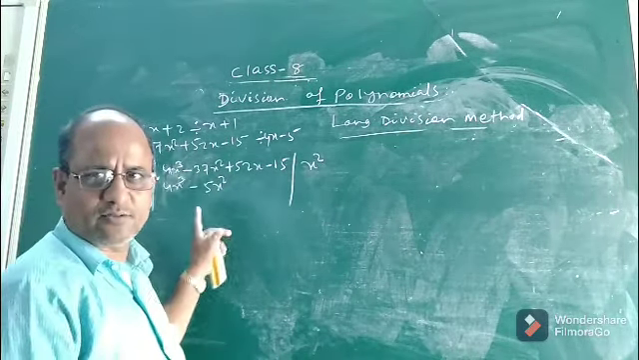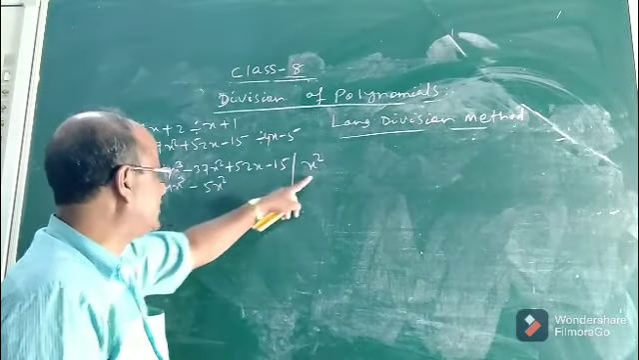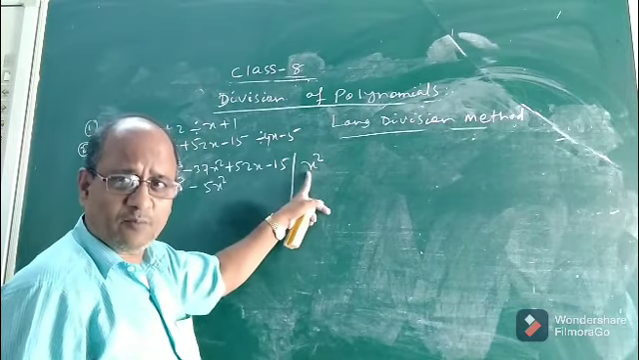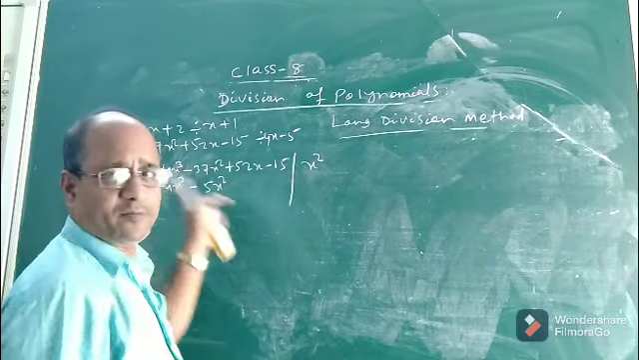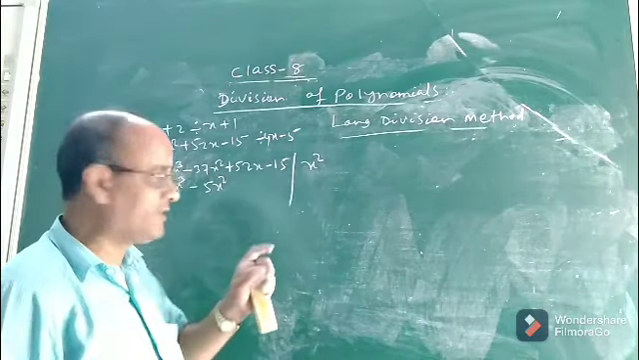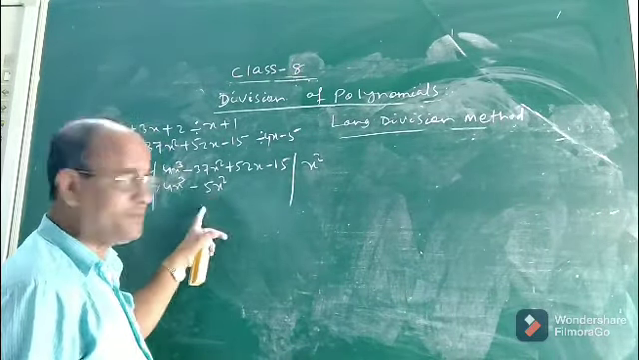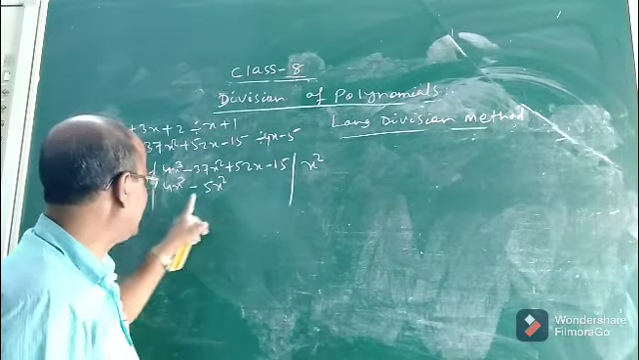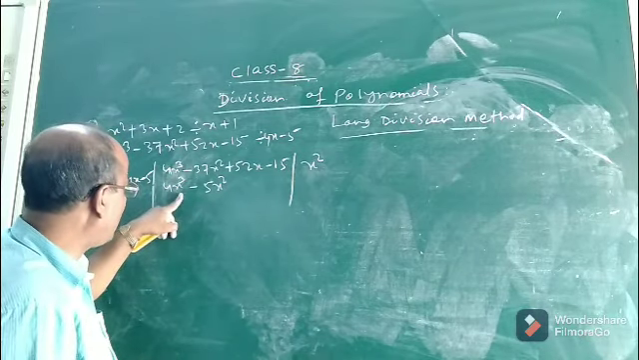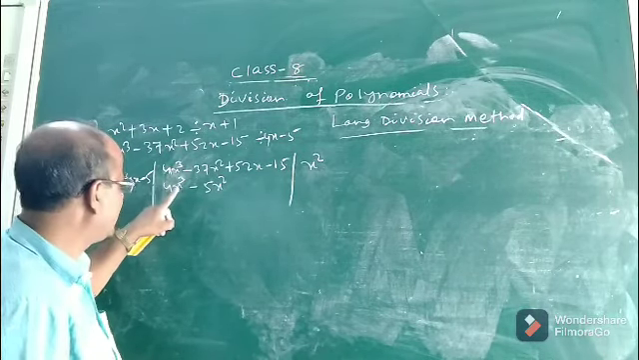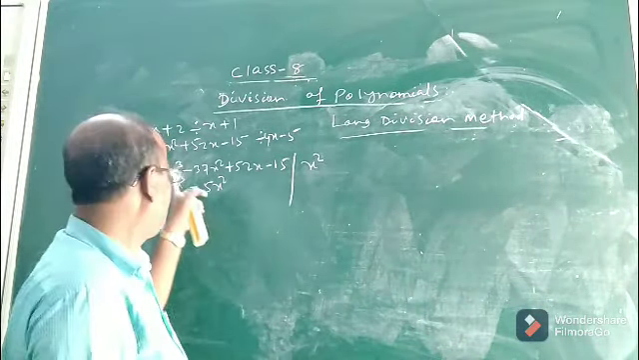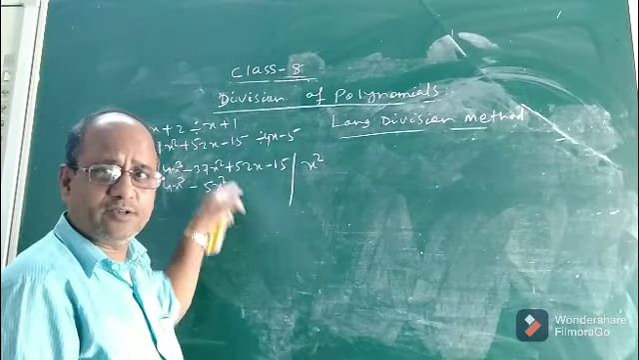One thing I would like to say, children: after multiplying each term of the quotient by each term of the divisor, whatever product is obtained, note one thing, those products must be written below the like terms. This x square into 4x is 4x cube, so you have to write 4x cube below this term, because x cube and x cube are like terms.